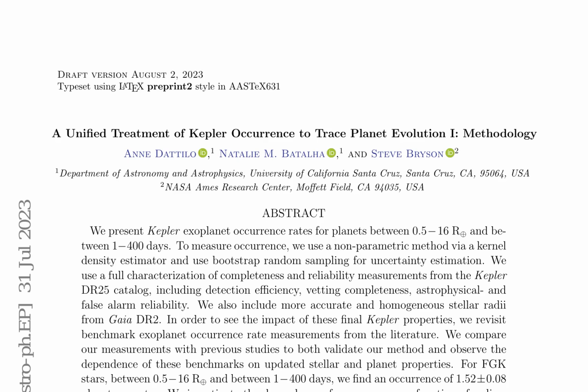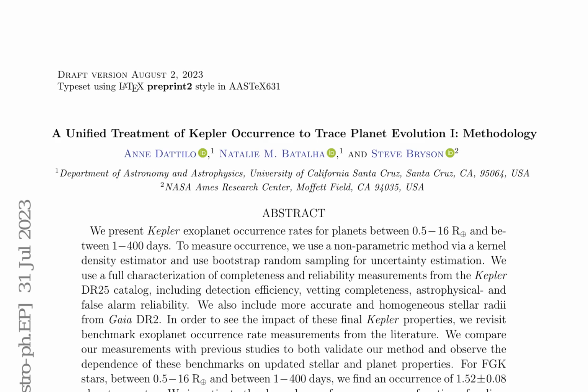The right panel displays the completeness contour for specific radii, revealing a discontinuity in occurrence at 400 days due to discontinuities in the detection efficiency model. To focus on robust occurrence measurements, the study limits its analysis to orbital periods below 400 days.